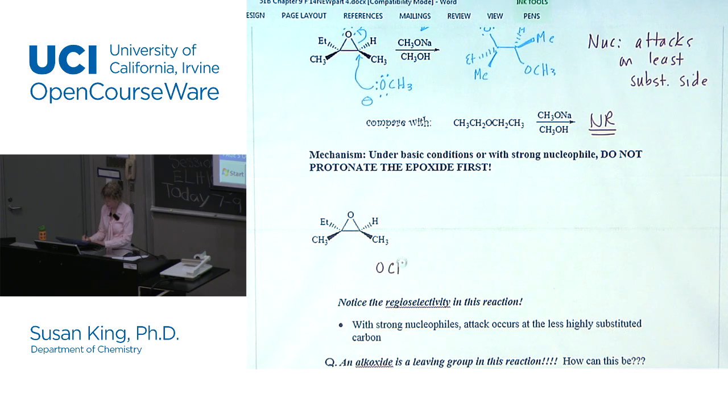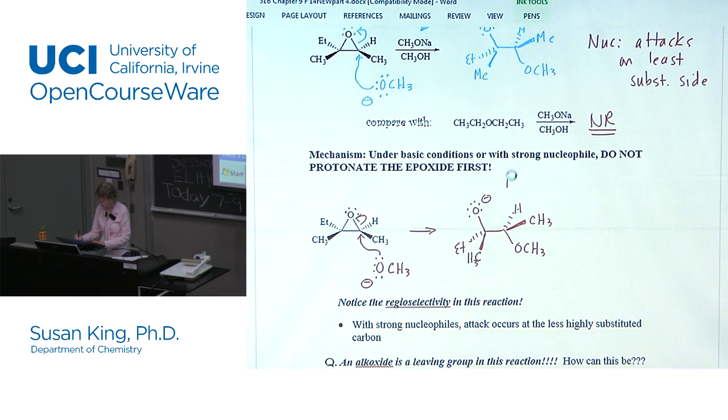Let's go through the whole mechanism in the last minute because we're that good. Okay, look at that. Boom. This should be your easiest problem on the test. We're going to attack on the least substituted side. We get O minus, then what happens? What do we need to do to finish the reaction? We need to protonate oxygen, don't we? What do we protonate oxygen with? There's no acid present, so don't throw acid in there.